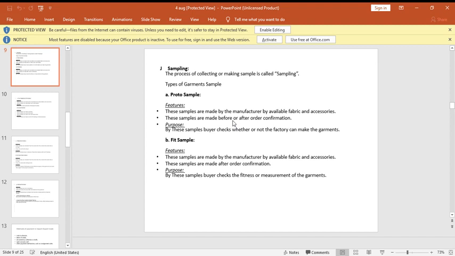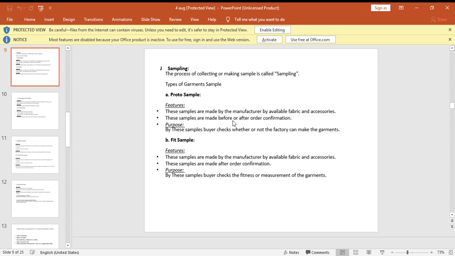Proto sample feature is these samples are made by the manufacturer with available fabric and accessories. The samples are made before or after order confirmation. And the purpose is that by these samples, the buyer checks whether or not the factory can make the garments. So this is the purpose of the proto sample.